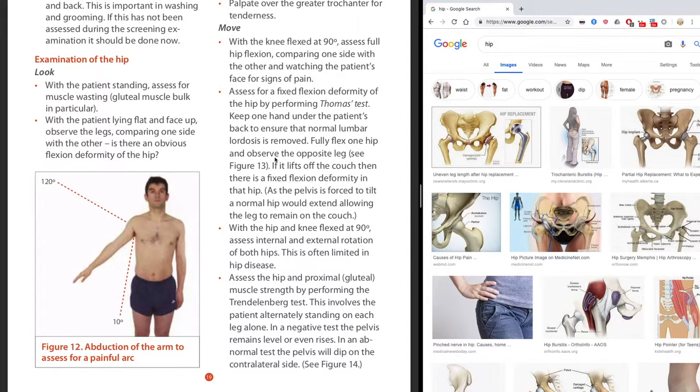Hello everyone, today we'll be looking at REMS of the hip. REMS, R-E-M-S, stands for Regional Examination of the Musculoskeletal System, and today we'll be looking at the hip.